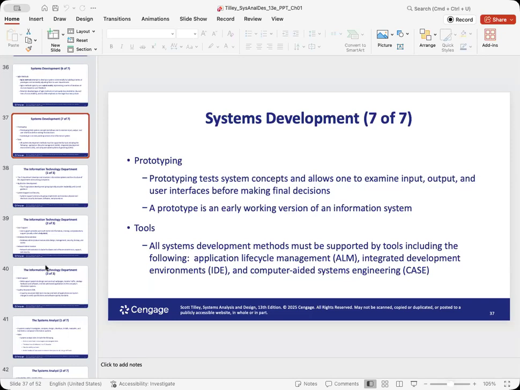Now, tools: all systems development methods must be supported by tools, which include application lifecycle management, integrated development environments, and computer-aided systems engineering. In order for you to do your systems development and systems analysis, these are the tools that you need. You need application lifecycle management. You need an integrated development environment. I believe you know what IDEs are.